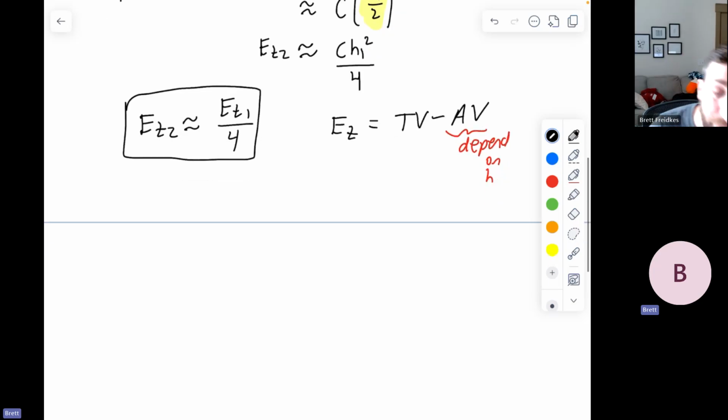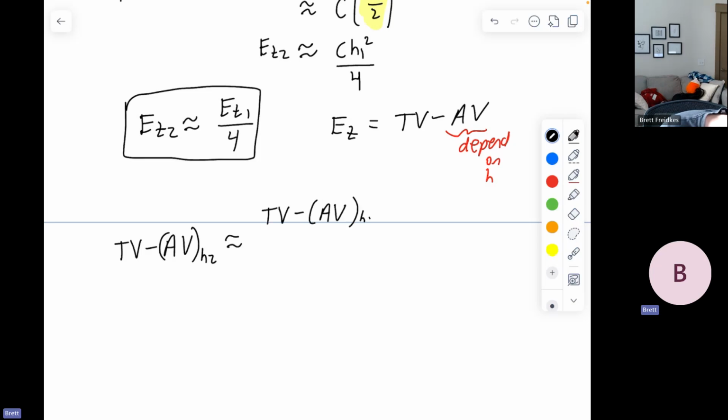So what I'm going to do is plug in this expression, TV minus AV, for each of the errors. So I will say that the true error for the second iteration is true value minus approximate value for h2. And I'm going to say that that's approximately equal to the true value minus the approximate value for h1, divided by 4.